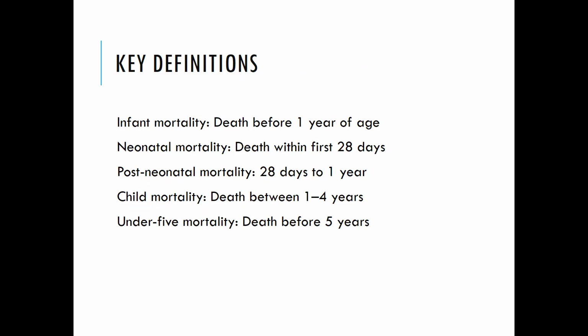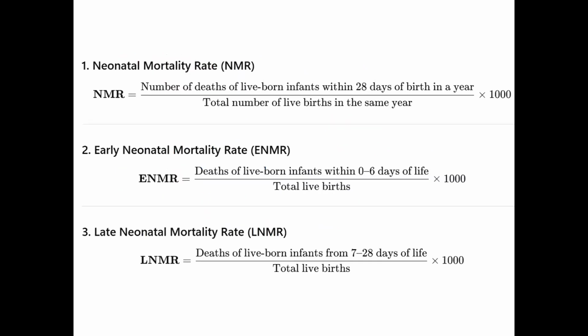These are some of the key definitions. Infant mortality is when death occurs before 1 year of age. Neonatal mortality is death within the first 28 days of life. Post-neonatal mortality is death from 28 days to 1 year. Child mortality is death between 1 to 4 years. Under-5 mortality is death before 5 years of age.